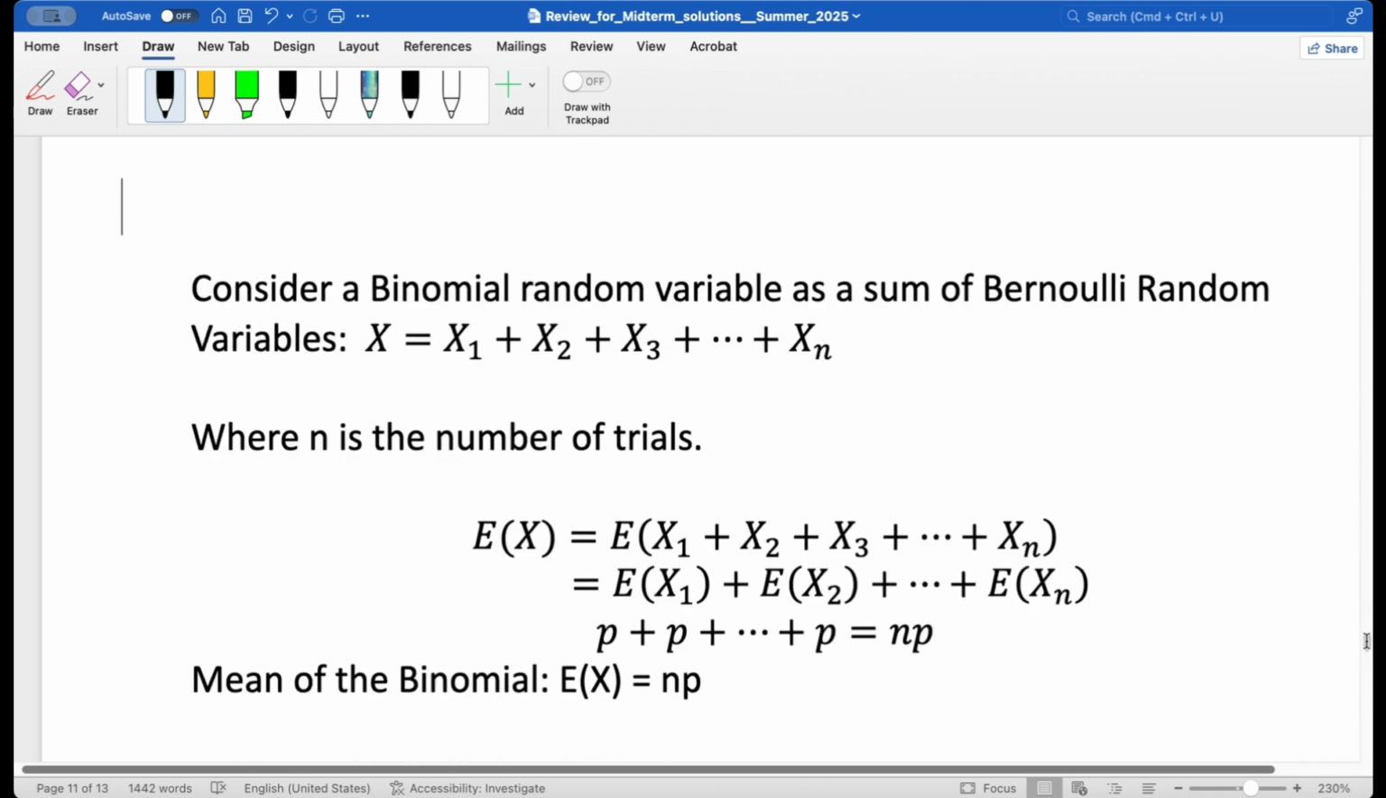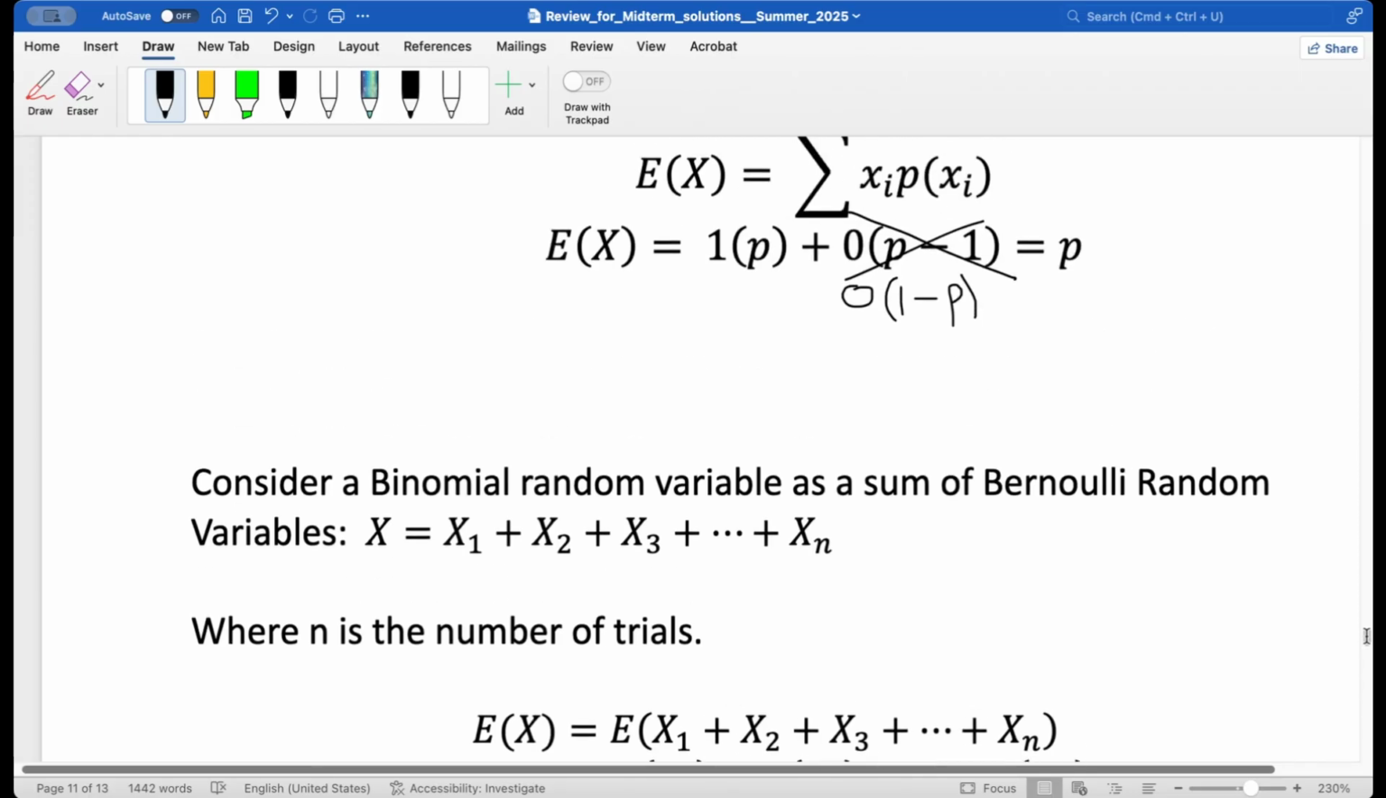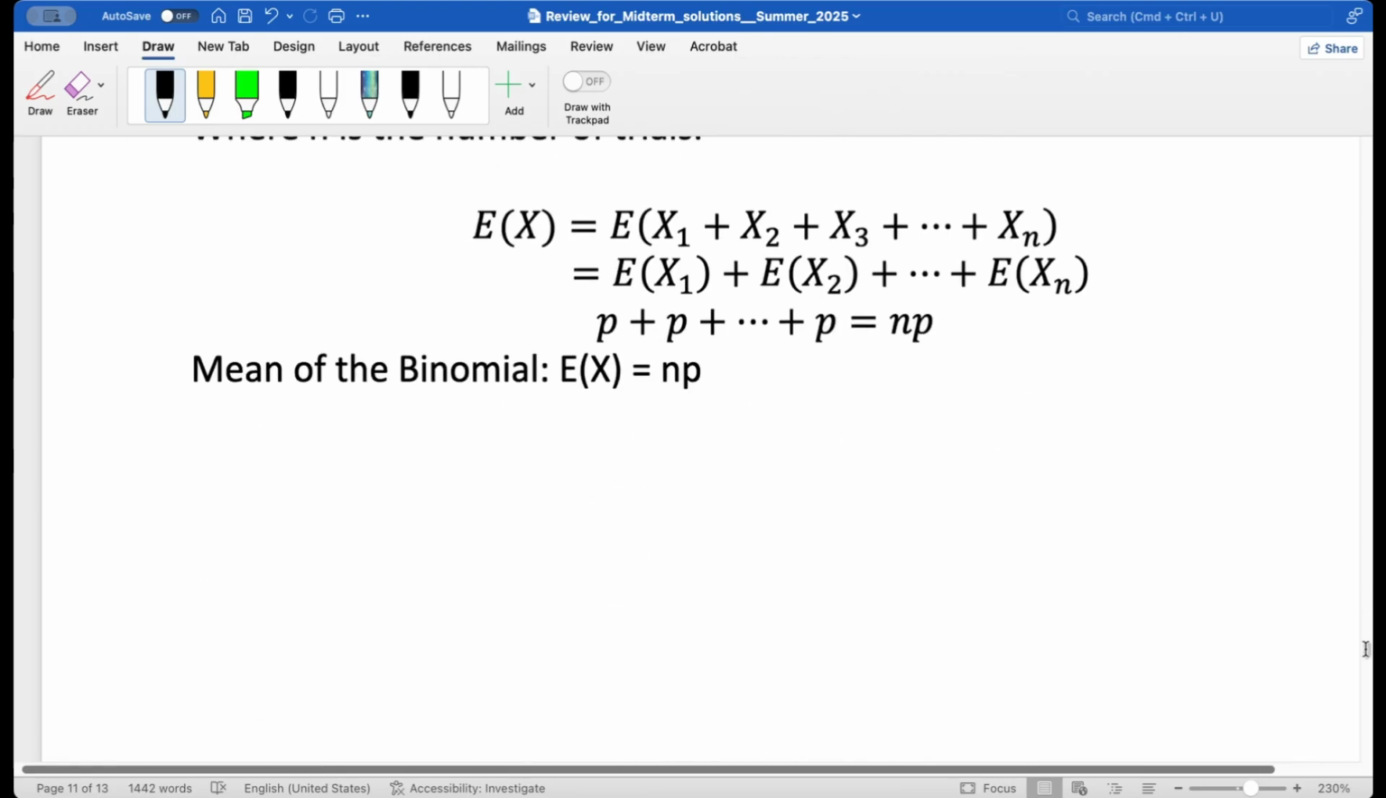So you don't have to do the longer method of doing it directly here. You can use the fact that it's a sum of Bernoulli. Each one has expected value p. There's n of them. Summing that up, it's n times p.